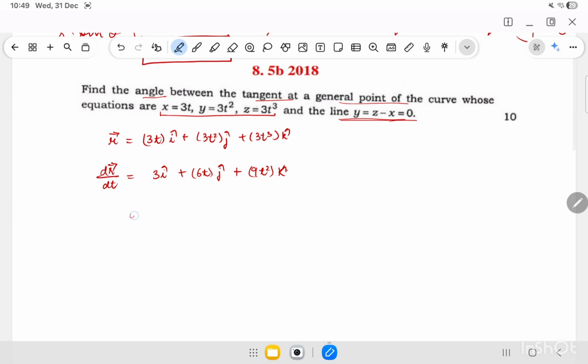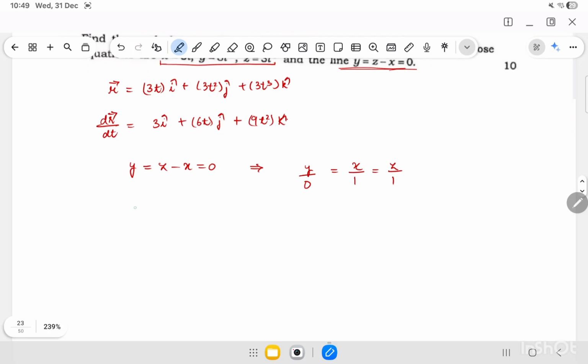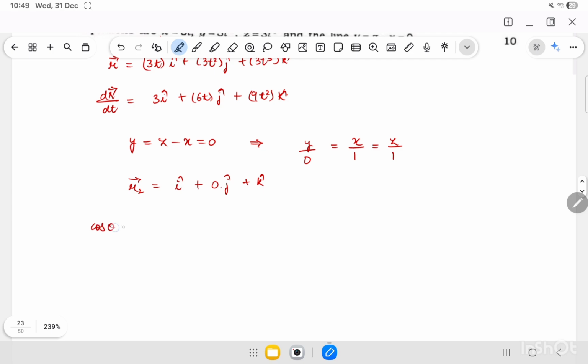I can write equation of line as, that is given to me, y equals to z minus x equals to 0. So I can write it in symmetric form, that will be y divided by 0 equals to x divided by 1 is equal to z divided by 1. So from here, r2, basically direction of this line will be i cap plus 0 j cap plus k cap. So from here cos theta will be equal to r1 dot r2 divided by absolute value of r1 times absolute value of r2.